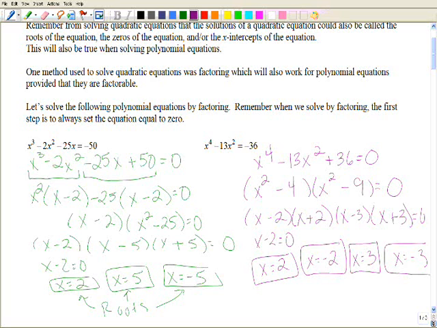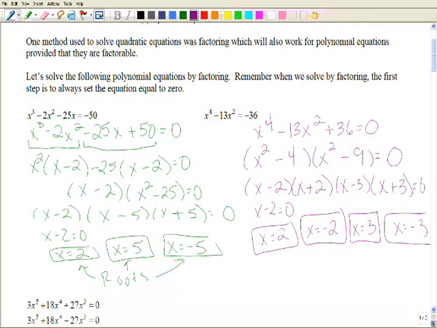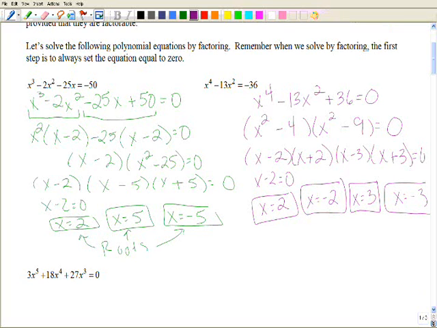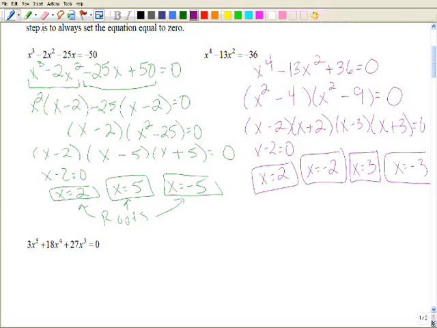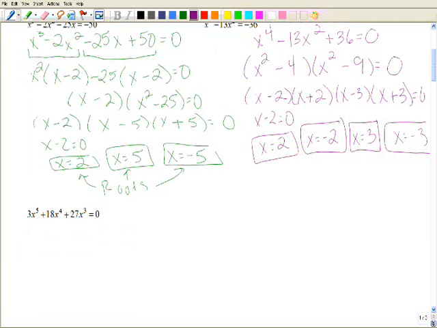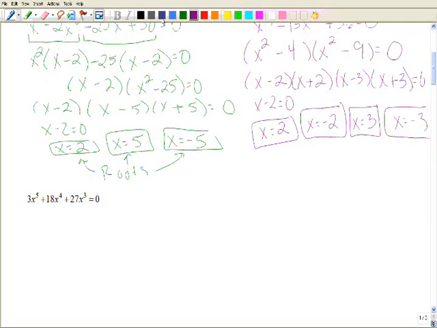Okay, let's look at one more. Okay, we have 3x to the 5th plus 18x to the 4th plus 27x cubed equals 0. You can also see this is like page 438, example 1a in your textbook.